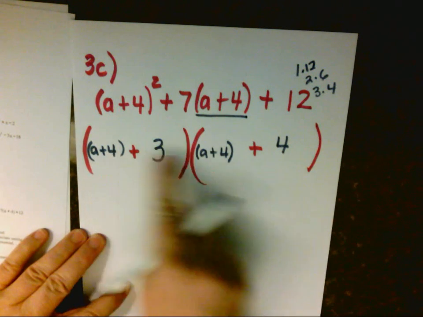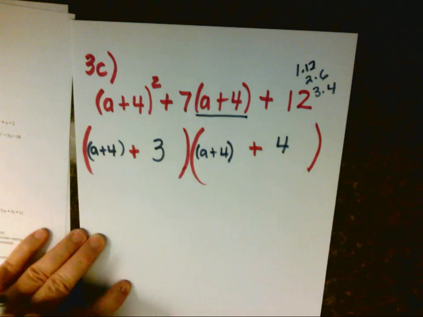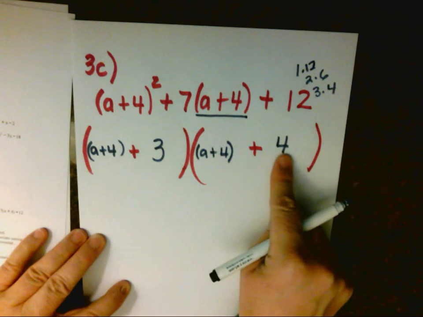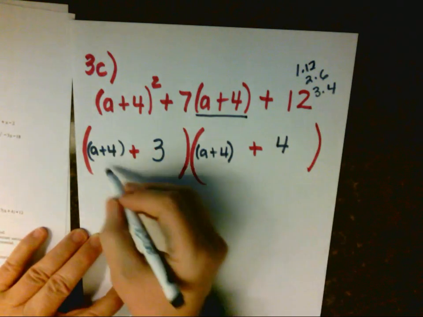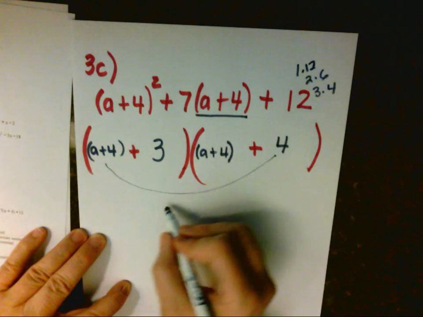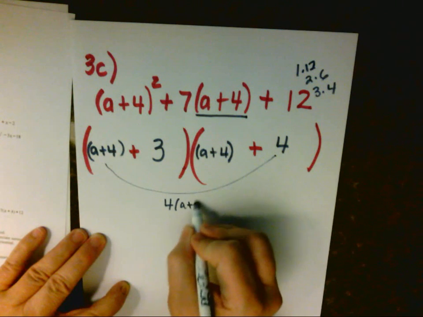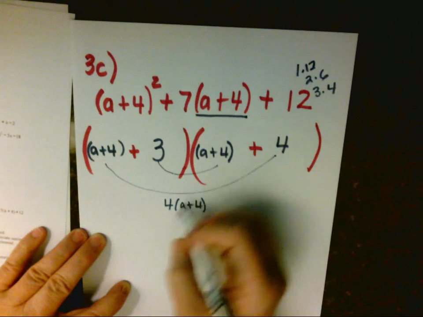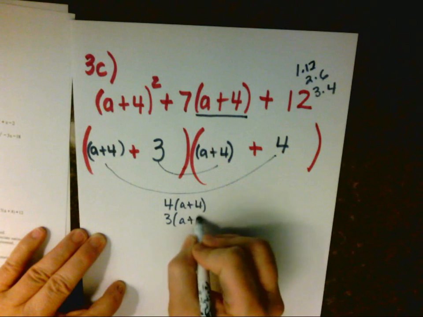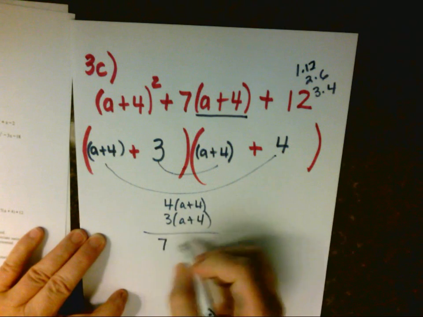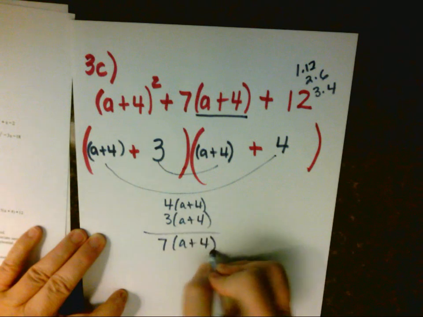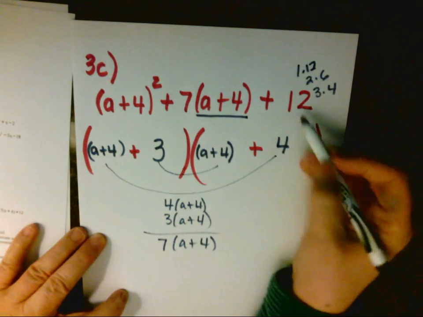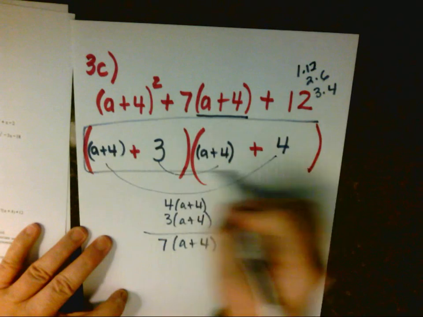So let's check. First times first is a plus 4 to the 2nd. Good. Last times last, 3 times 4 is 12. Now let's check the middle. When I multiply these two, I'm going to get a 4, a plus 4. When I multiply these two, I'm going to get a 3, a plus 4, which gives me 7 of these lovely a plus 4s, right? That's what we needed. So this is the answer in factored form.